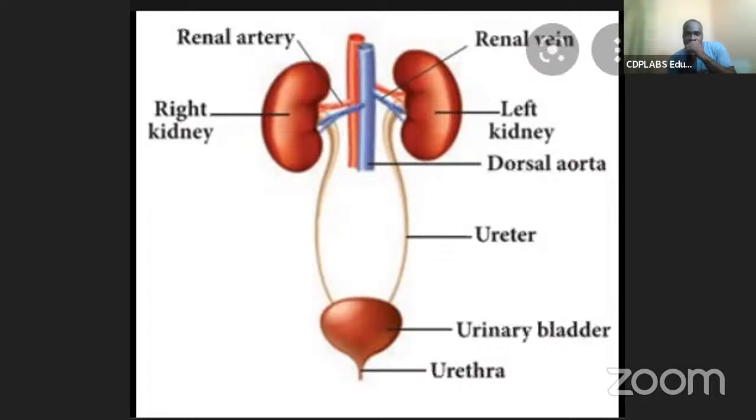Right? So again, that means the artery from the circulatory system is still carrying out the same function, carrying blood from the heart to the kidney. Make sense? Yes, sir. All right. So what does the renal vein do?